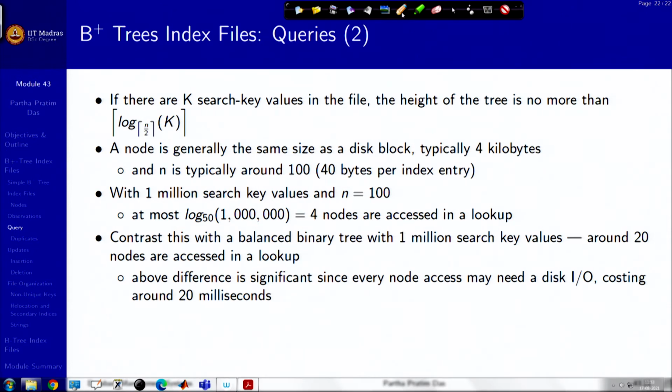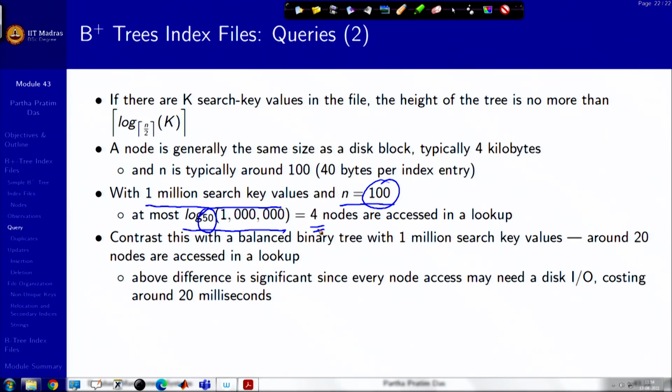So, just to quote some typical values, if we have k as 1,000,000 search keys, and n is 100, then you take this logarithm of 1,000,000, 10 to the power 6, with the base 50, n by 2, and that value comes to 4. So, which means that in a general lookup you will access at most 4 nodes on that tree, right, quite a manageable number.